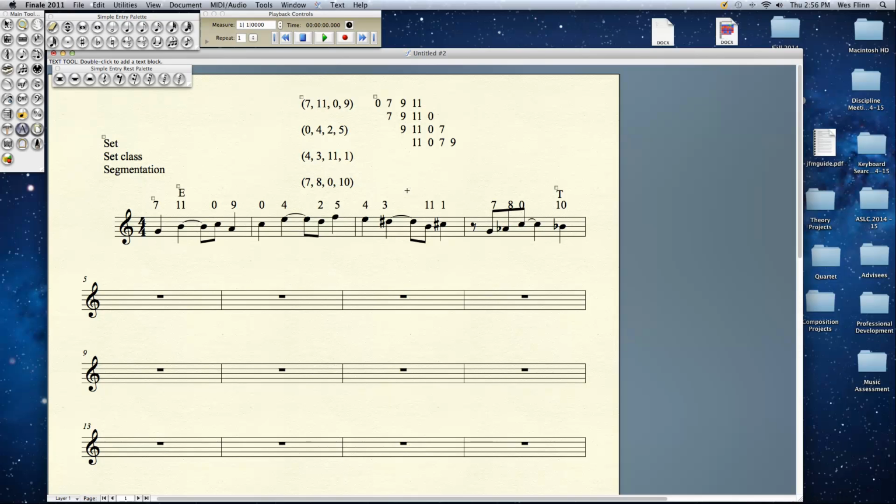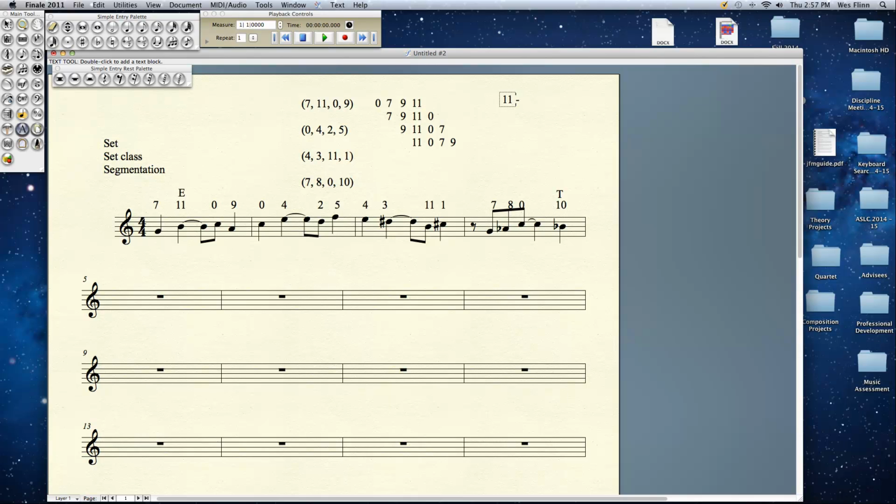Now, once you have the 4 possible rotations, you want to say, okay, which one is the smallest from top to bottom? So in this case, 0 to 11, you're covering 11 half steps. That's an awful wide space. 7 to 0, you're covering how many half steps? Well, G up to C is a perfect fourth. That's 5 half steps. Remember, we're dealing with mod 12, so you can think of it this way.